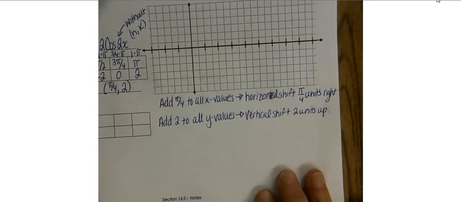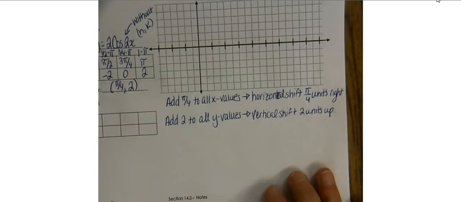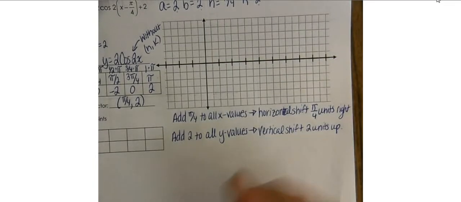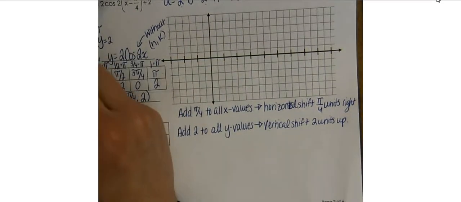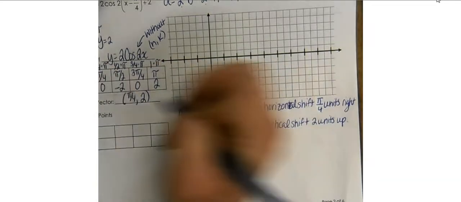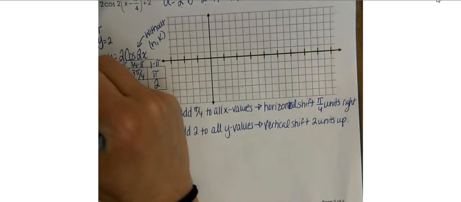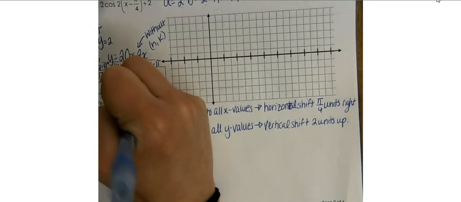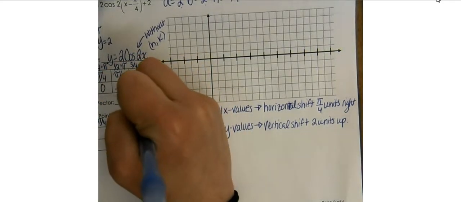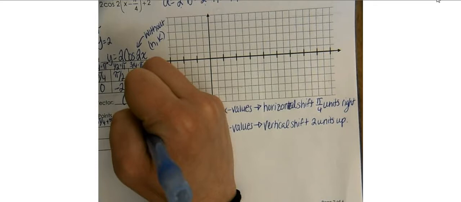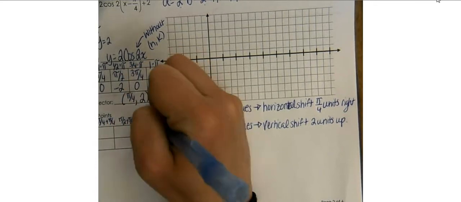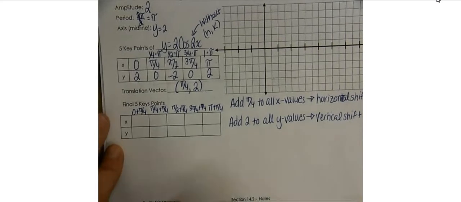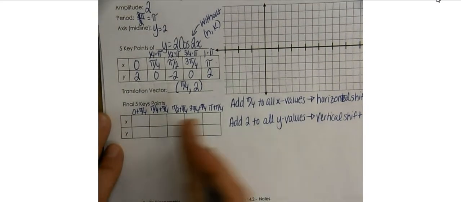So now I'm going to add pi over 4 to all of my x values. So I'm going to take 0 plus pi over 4. Then I'm going to write pi over 4 plus pi over 4. Then I have pi over 2 plus pi over 4. Then I have 3 pi over 4 plus pi over 4. Then I have pi plus pi over 4. So all I'm doing here is adding pi over 4 to every single x value.